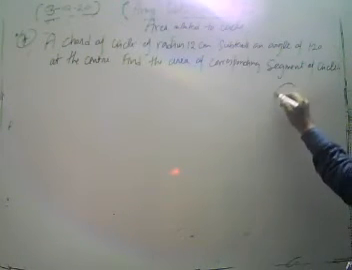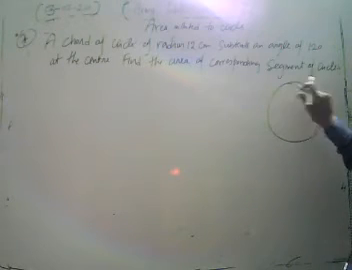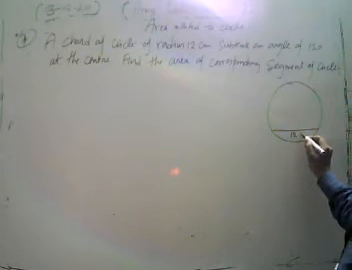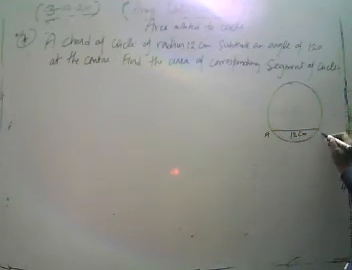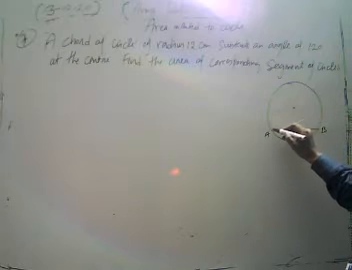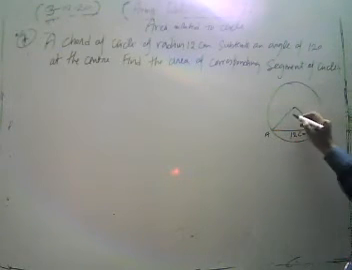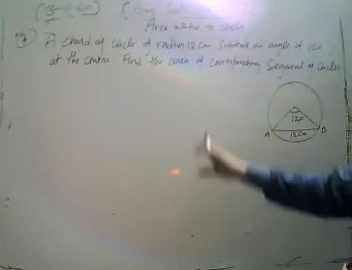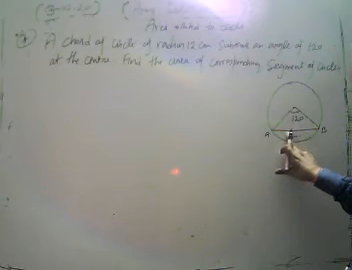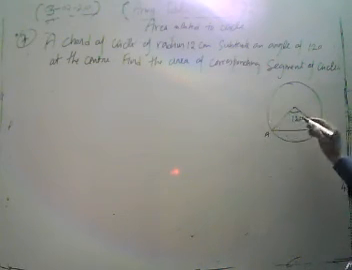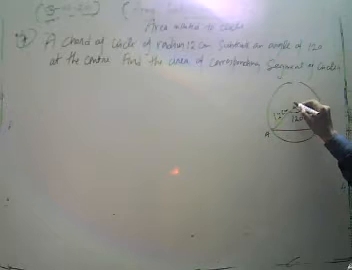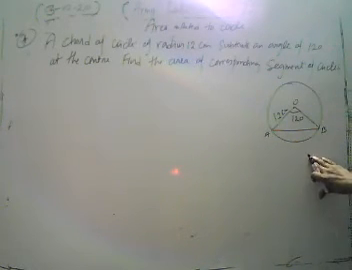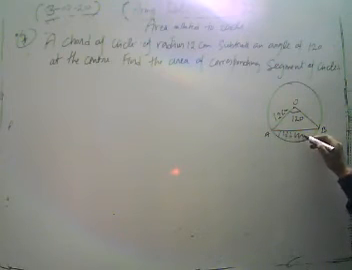Look at the rough figure. We have a chord AB, and it subtends an angle of 120 degrees at the center. The radius of the circle is given as 12 centimeter. Sorry for that, my apology to you. We have to find the area of this segment.